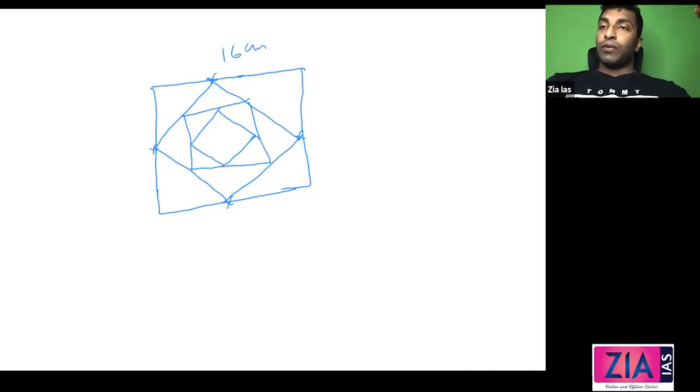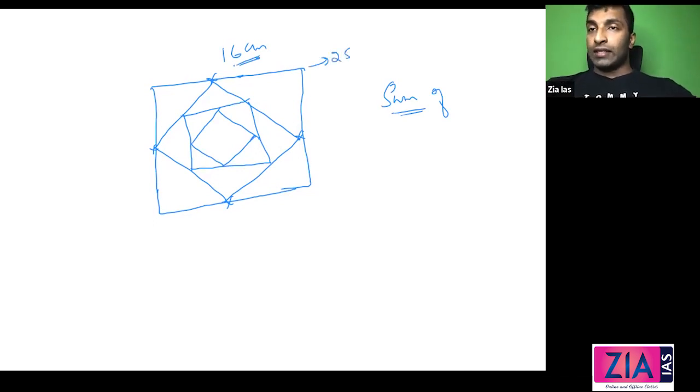Now the question that they can ask you is, either they will give you these 4 squares and they will ask you the sum of areas of all the squares. In this case, this is going to be easy because you know this side is 16, so you can find the area of the first one, 256.